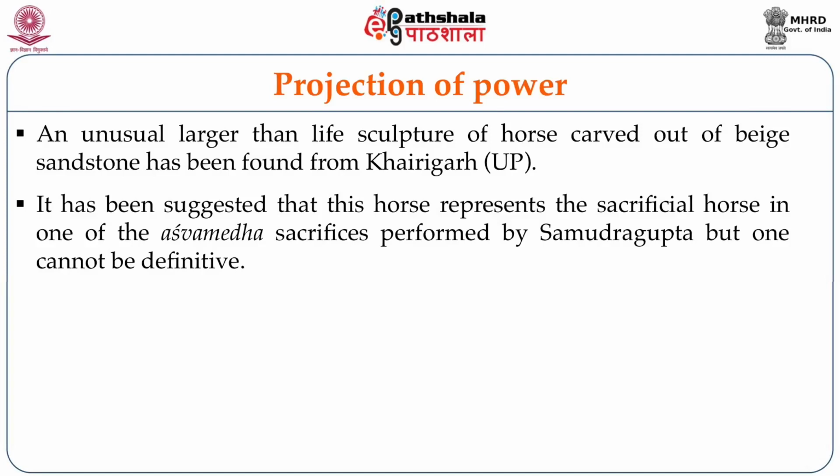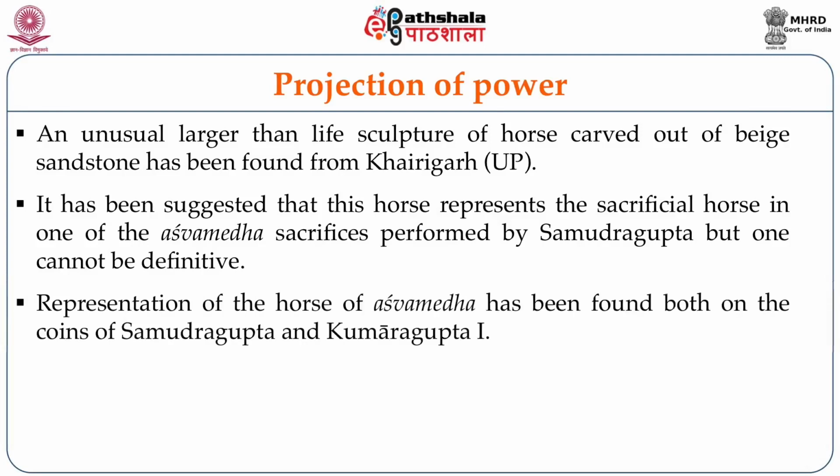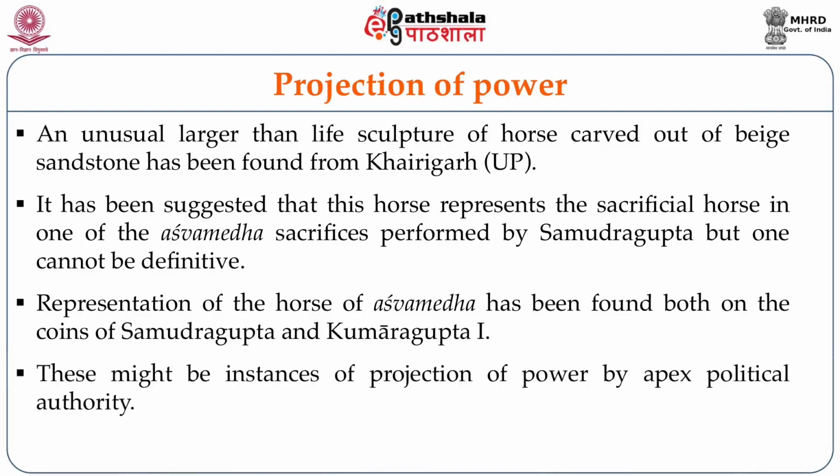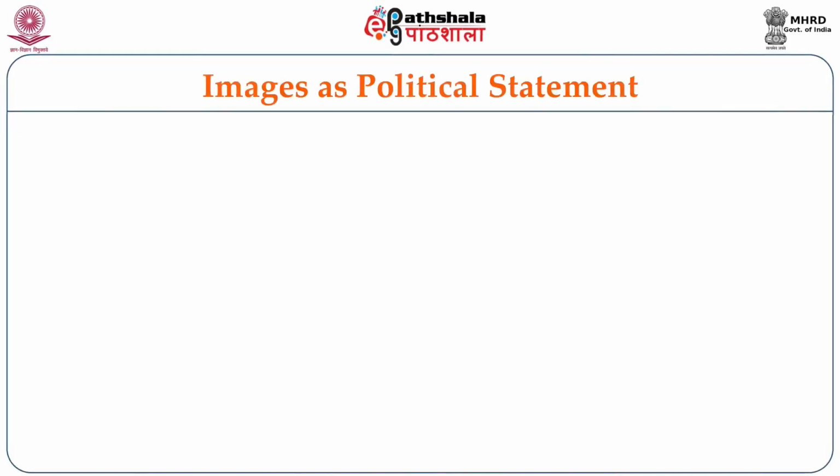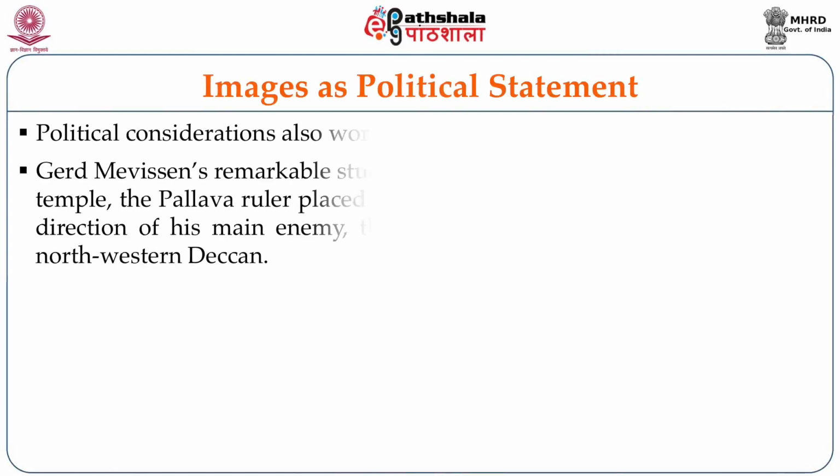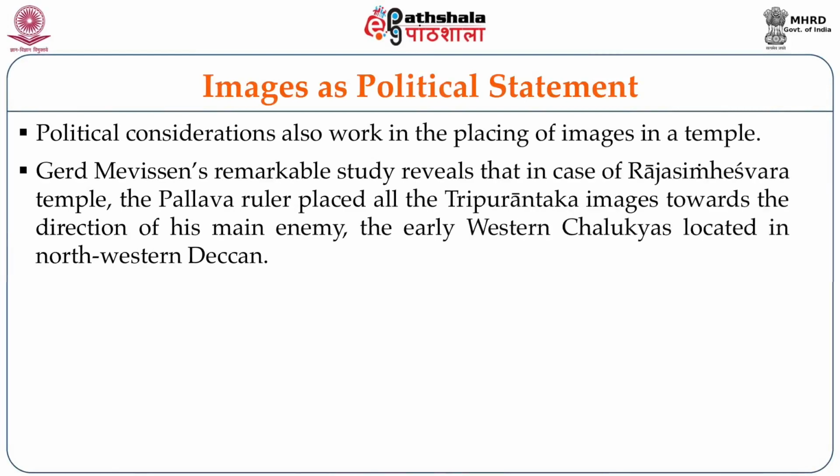So it has been suggested that this horse represents the sacrificial horse, as I mentioned, and it was used in one of the sacrifices, and this representation of Ashwamedha has also been found in the coins of Kumaragupta first. So this might be an instance of the show of power by an apex political authority. Therefore, images were being used as political statement.